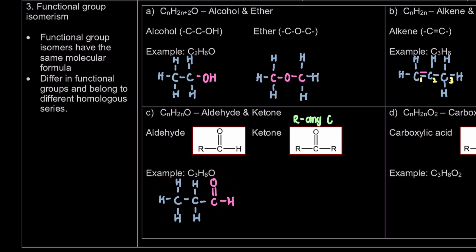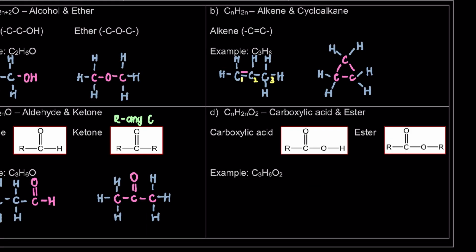What about ketone? Ketone still has C double bond O, but it must be connected to 2 carbons, on the right and on the left. Based on this general formula, the molecular formula here is C3, so we already have 1, 2, 3. Now we complete the carbons with 4 covalent bonds. As we can see, for these two, aldehyde and ketone, we have C double bond O, but the difference is that the aldehyde must be attached to 1 hydrogen, whereas for the ketone, C double bond O must be attached to 2 carbons, which follows the general formula of CnH2nO.